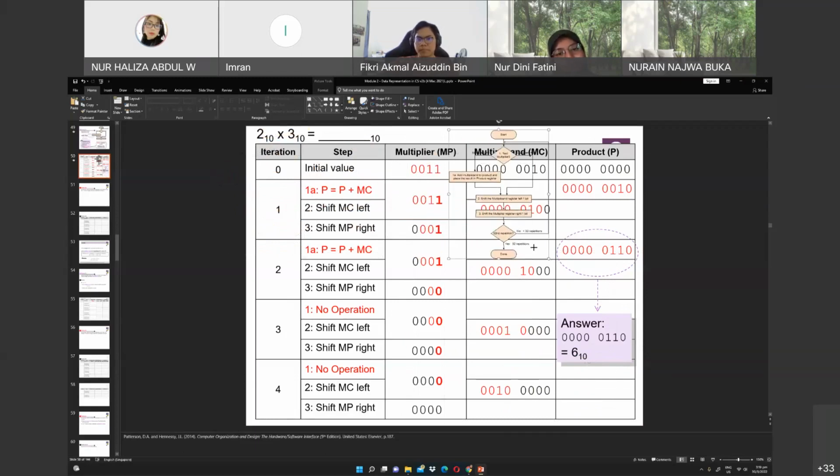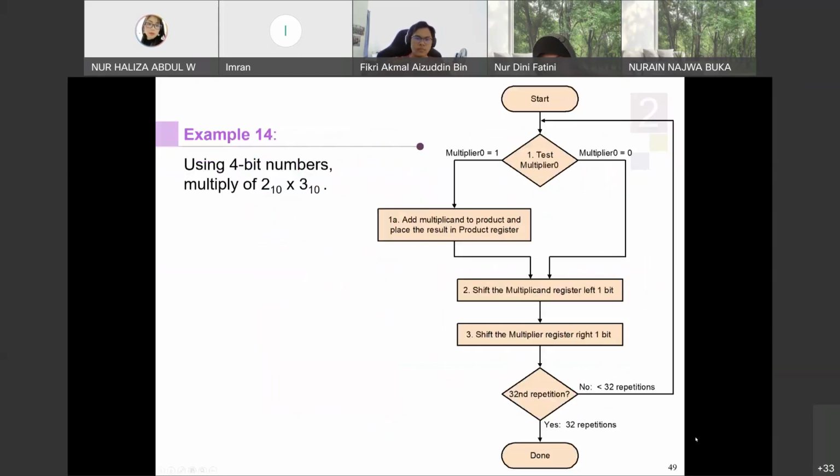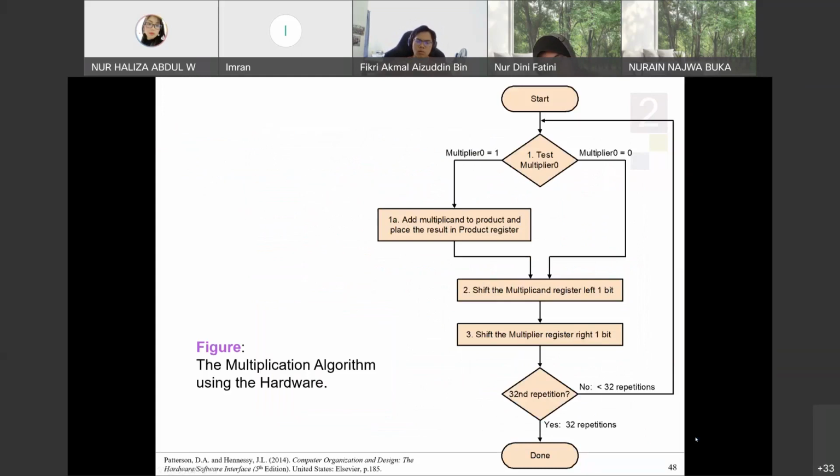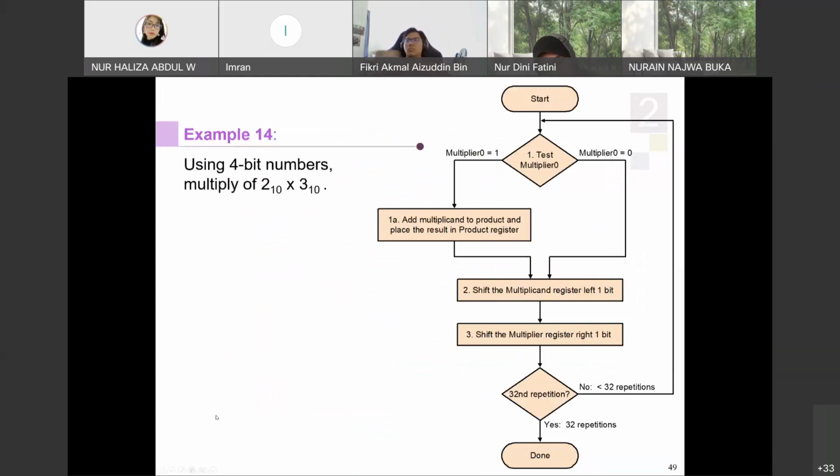Where do I put this? Maybe too small. Okay, here. Now I go back to the slide. Okay, please make sure you remember, okay? Now we look at the first example before we go to the table.